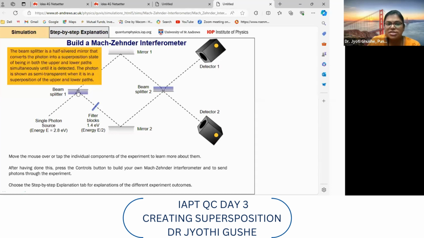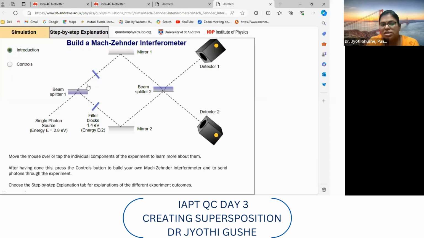In the beam splitter, it is a half silvered mirror that converts the photon into a superposition state of being in both the upper and the lower paths. So what will happen? The photon can take a path after reflection, or it can transmit. As I said, partly it is reflected, partly it is transmitted. There are two mirrors placed over here, which will reflect the beam and direct it to the second beam splitter.